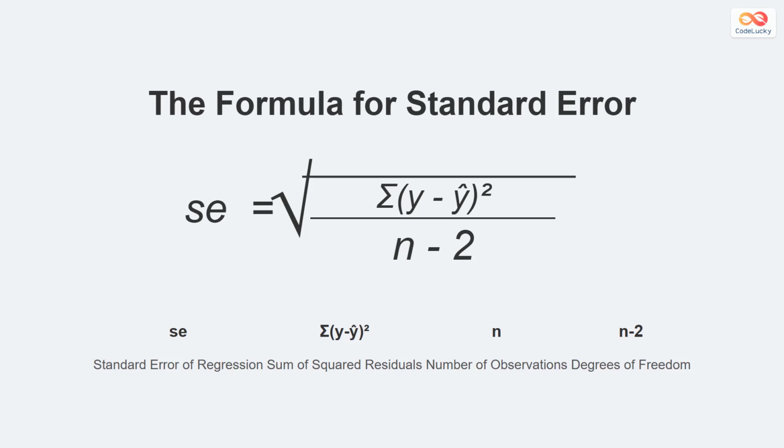SE is the standard error. The Greek letter sigma represents the sum of what follows. Y is the actual value, while y hat is the predicted value. N is the number of observations in our data.